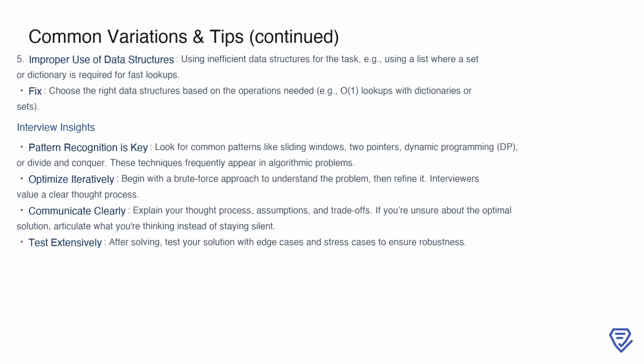Recognizing patterns is essential. Techniques like sliding windows, two-pointers, dynamic programming, or divide and conquer often recur in algorithmic problems, so becoming familiar with these can give you a significant advantage. Also, remember to optimize iteratively. Start with a brute force solution to build understanding, then refine it step by step. Interviewers value the clarity of your thought process, so communicate clearly. Share your assumptions, trade-offs, and reasoning aloud, even if you're uncertain about the optimal solution. Finally, always test your solution extensively. Use edge cases and stress cases to ensure your code is robust and handles all scenarios correctly.